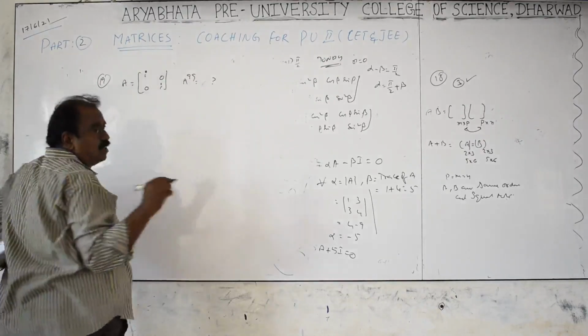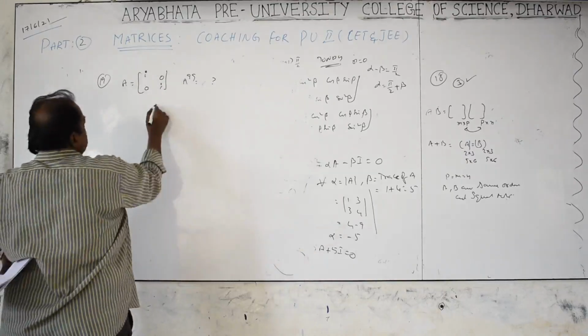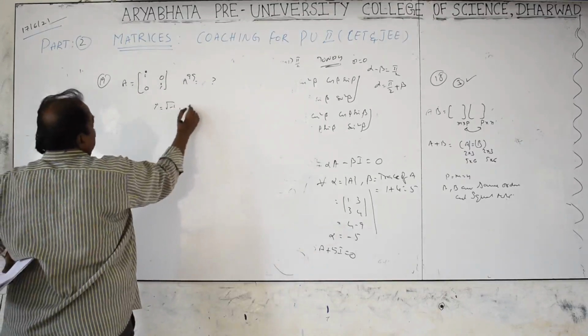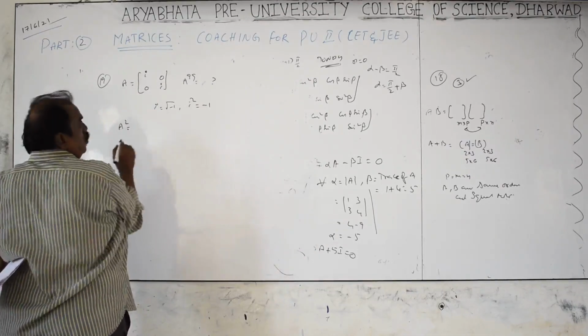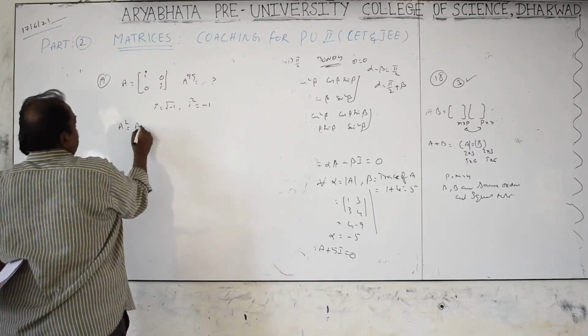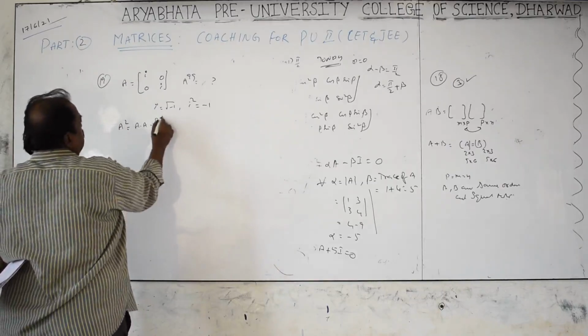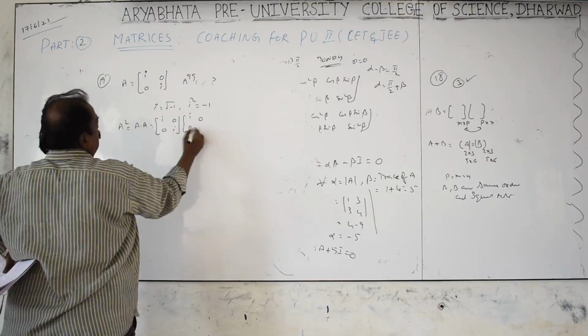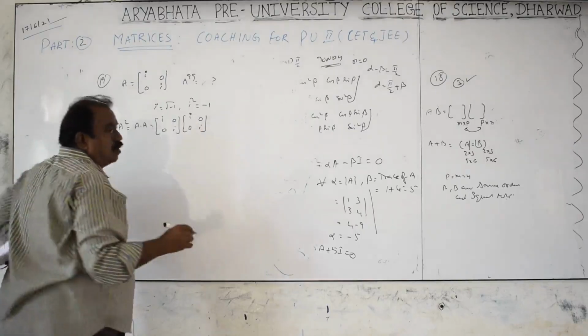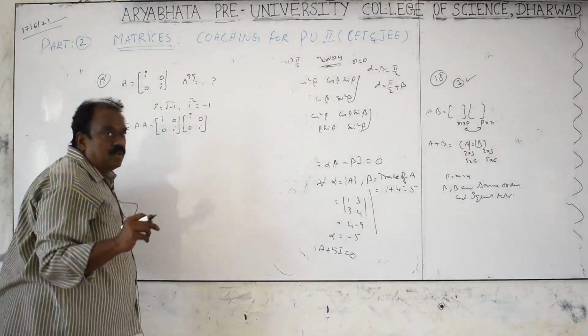i means imaginary number. i means root minus 1. i square is minus 1. So first we do A square. A into A. That is i into 0, 0 into i. How much time? Srinivas, how much time?